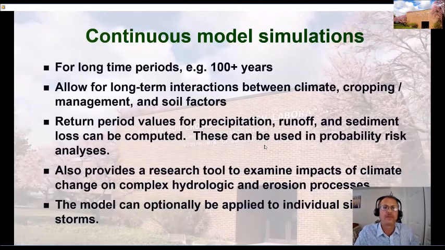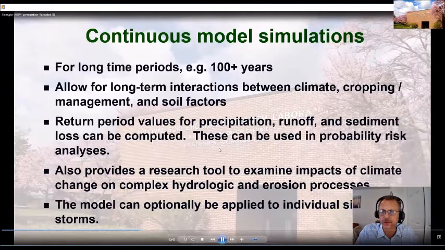Continuous model simulation, so we typically run the models for 100 years or more to allow for long-term interactions between the climate, cropping, management, and soil factors. Return periods can then be computed for precipitation, runoff, and sediment loss. We can then use these in probability risk analyses. Continuous simulations also provide the ability to examine impacts of other things such as climate change on the complex hydrologic and erosion processes, and the model can also optionally be applied to individual storm events.